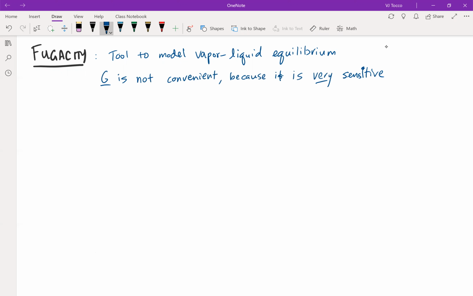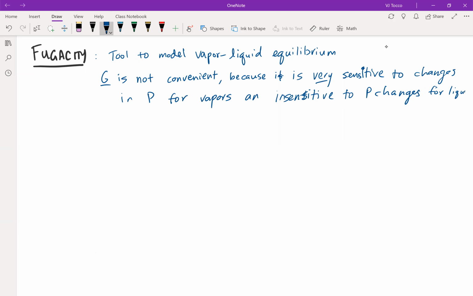Sensitive to changes in P for vapors, and insensitive for liquids. Insensitive to changes in pressure. Insensitive to P changes for liquids. So these two things coupled together means that it's not the best property to use.